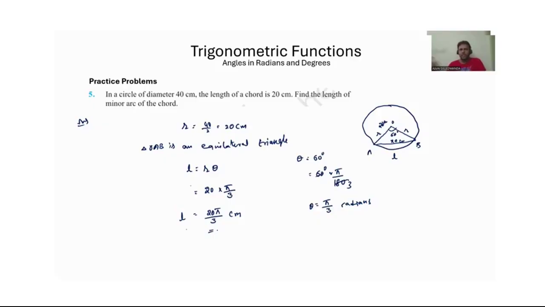So a circle is given, whose diameter and a chord length are given. The chord length is 20, which matches the radius. That means all three sides form an equilateral triangle, and in an equilateral triangle each angle is 60 degrees. That we know. To find the arc length, the formula is L equals R theta. R we know and theta is 60 degrees, which I converted into radians, pi by 3. So this is 20 pi by 3. This kind of problem they'll ask in the board exam.